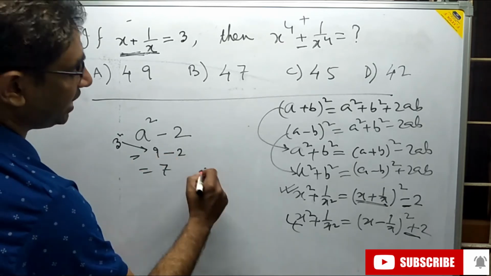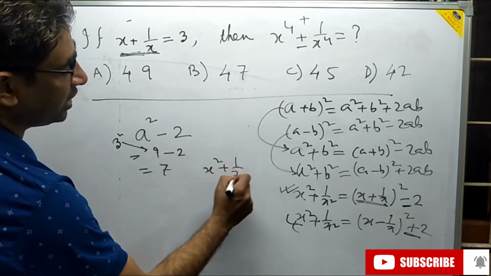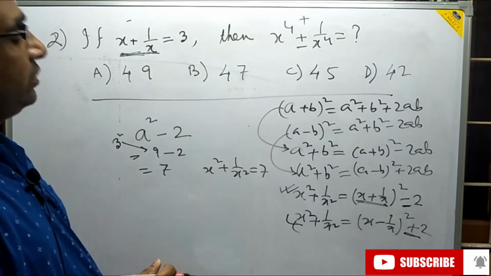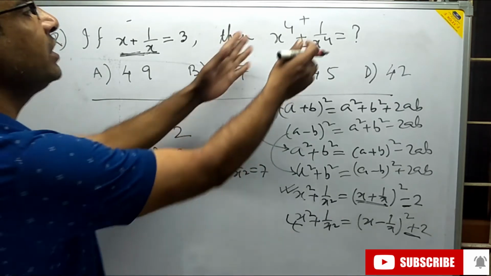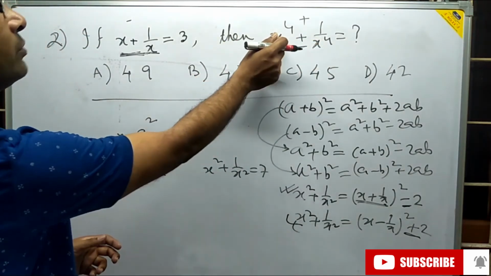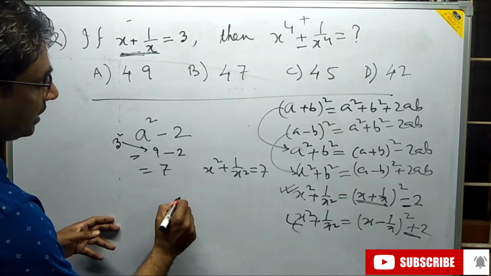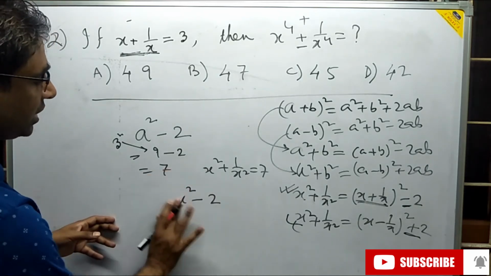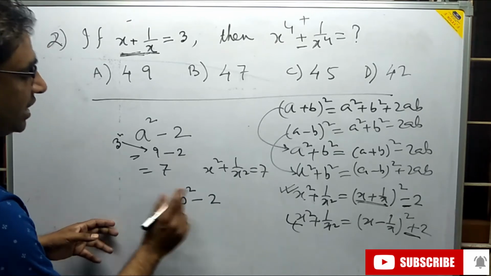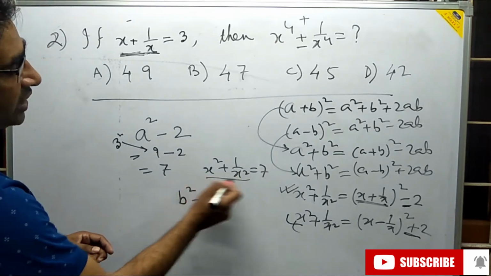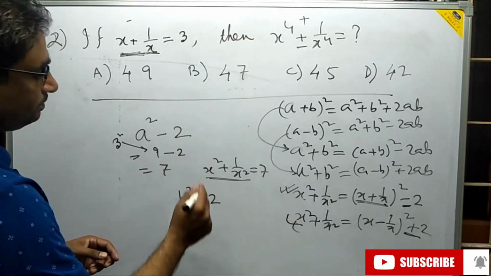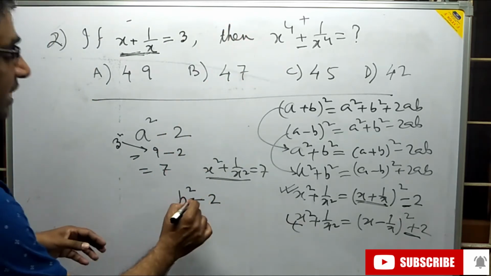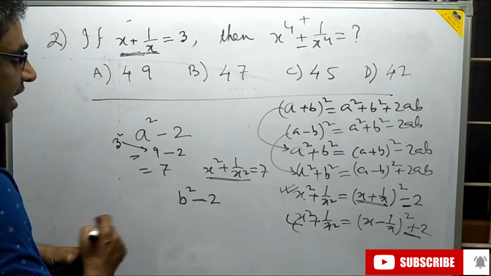7 means the value of x square plus 1 upon x square is equal to, we got 7. Again we have to use the formula for this part. For this one, we can write again a square minus 2. Again, not a, don't consider a, we can consider b. B square minus 2. If we consider this one b, then again b square minus 2.